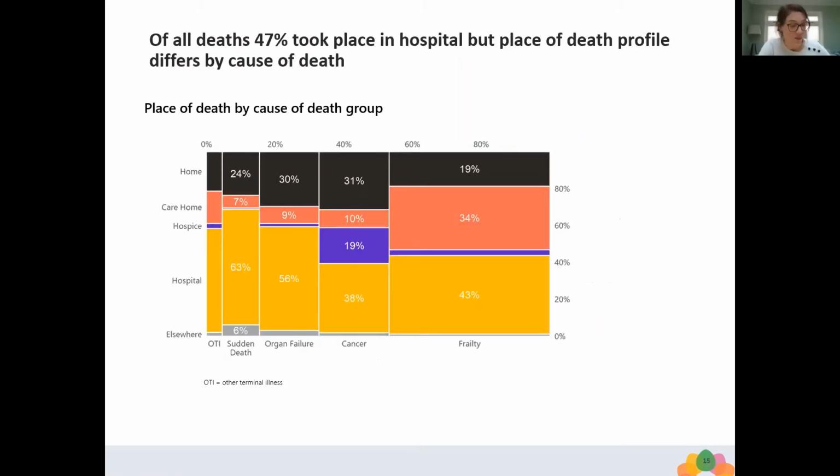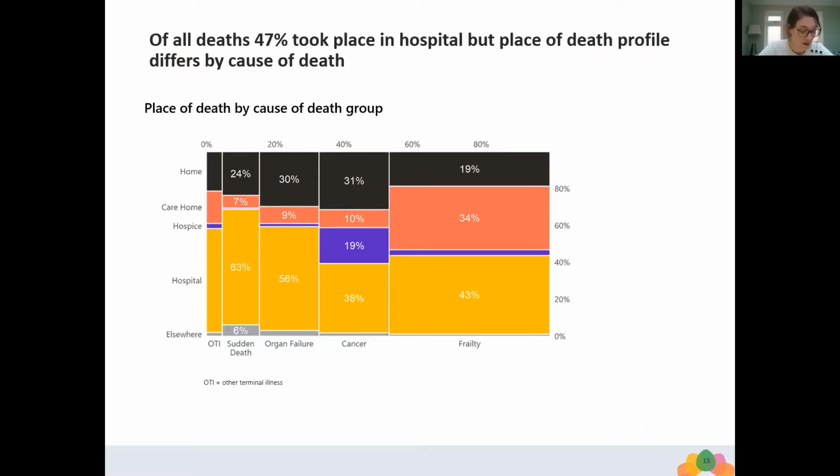Now moving on to look at where people die. Overall, 47% of all adult deaths in the Midlands took place in hospital, but that profile does differ for different causes of death. The chart here is called a MECO chart, and it's quite similar to a stacked bar chart. It's similar in that it's got the vertical stacked columns, but it differs in that the widths of the columns also indicate scale. So here we see that the largest proportion of deaths, or the widest column, is for deaths in frailty. And within frailty, around a third of all deaths are occurring in a care home. And that's the highest proportion for that particular setting, as we'd expect for those dying from frailty.